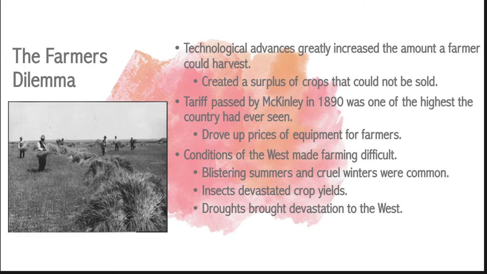The conditions in the West are also going to add to these issues of the farmers. The conditions in the West being that there are blistering summers, cruel winters, insects that devastated crop yields, droughts that brought devastation to the West. So the farmers are going to start to see some downturn by growing too much of their crop, by being affected by the tariff, and then just facing difficult conditions because of Mother Nature.